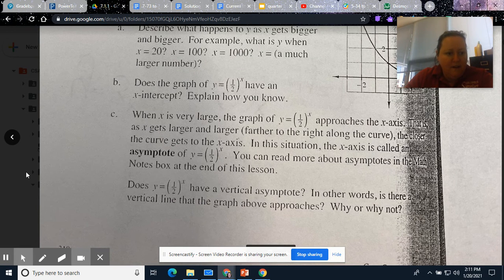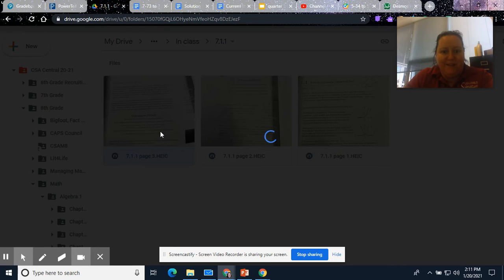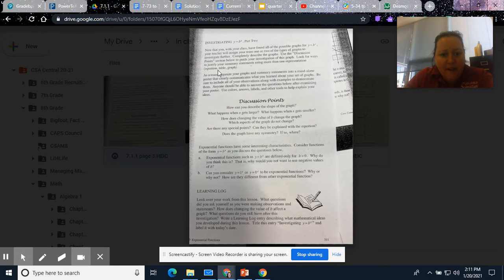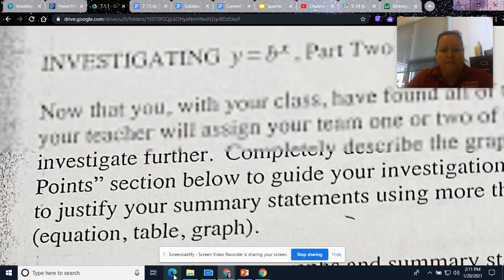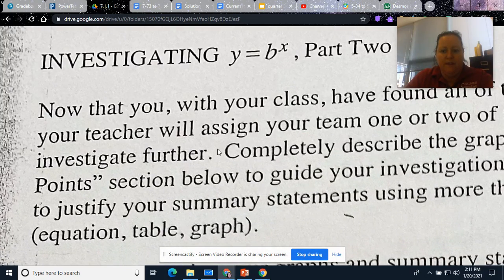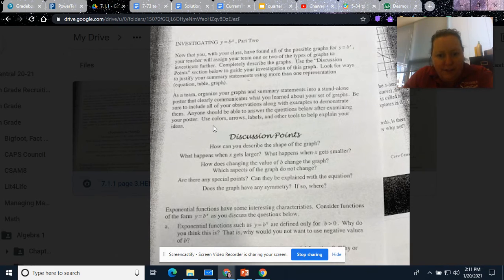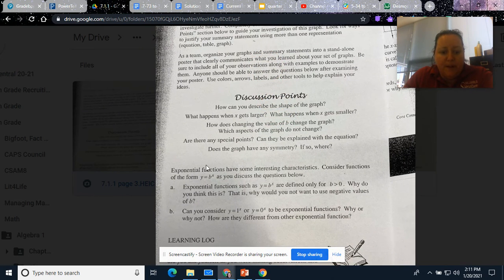So then on to page 3. See what I mean? It's just a lot of talking and playing with Desmos. So now that you and your class, aka your teacher, have found all the possible graphs of y equals b to the x, I'm going to assign you a couple to explore further, which I'm not going to do. I just really want you to go through and play with Desmos like we did. And what I want you to do down here, it says exponential functions have some interesting characteristics.